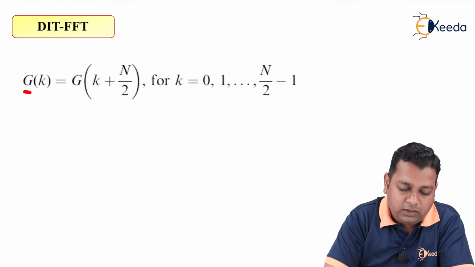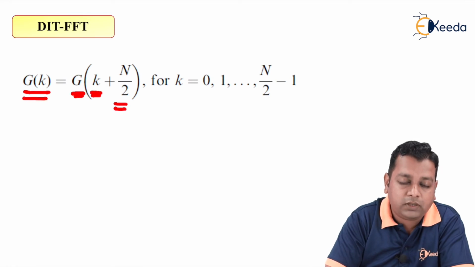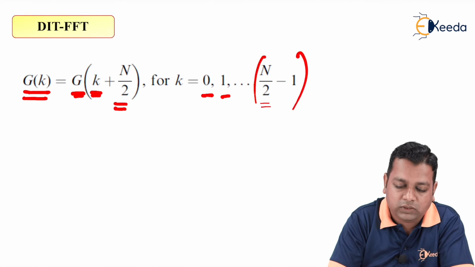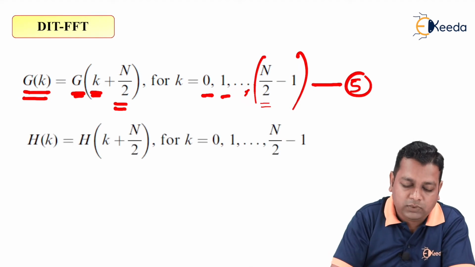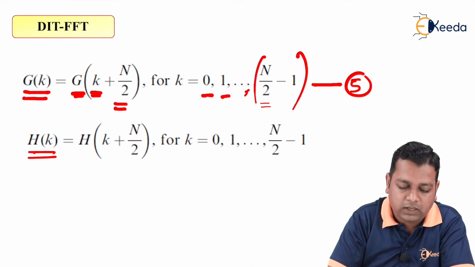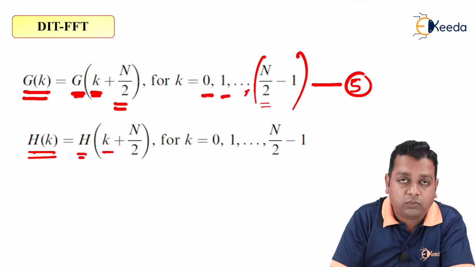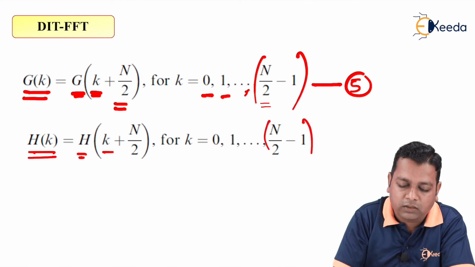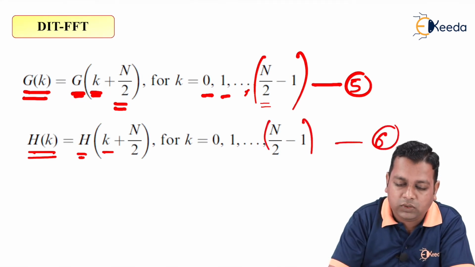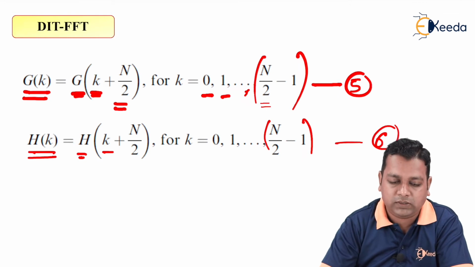Now, we can note that capital G of k is nothing but capital G of k plus capital N by 2, for k equal to 0, 1, up to capital N by 2 minus 1. Let us say this is equation number 5. In a similar fashion, for h of k we can represent capital H of k plus N by 2, for k ranging from 0, 1, up to capital N by 2 minus 1. Let us say this is equation number 6.